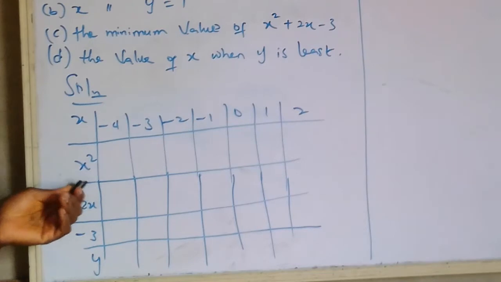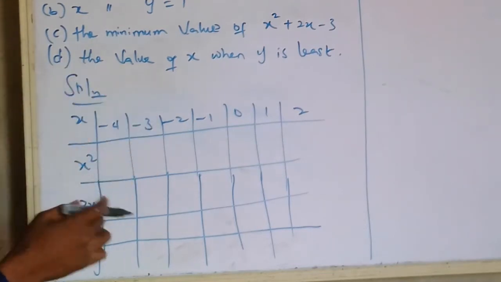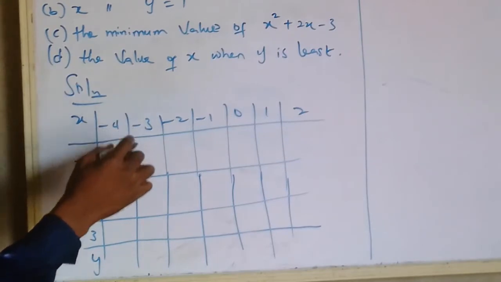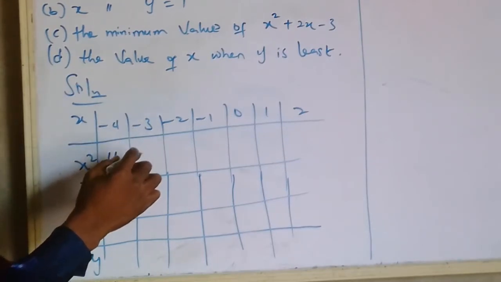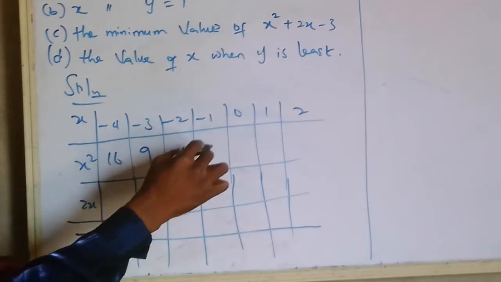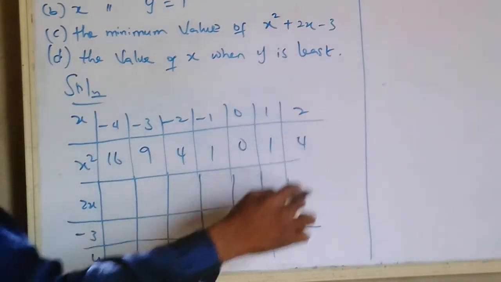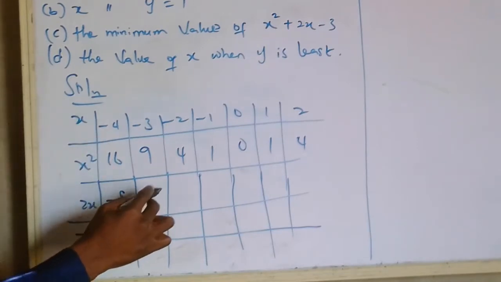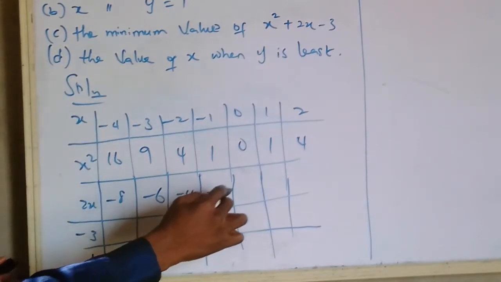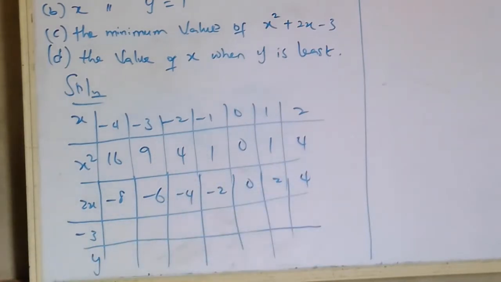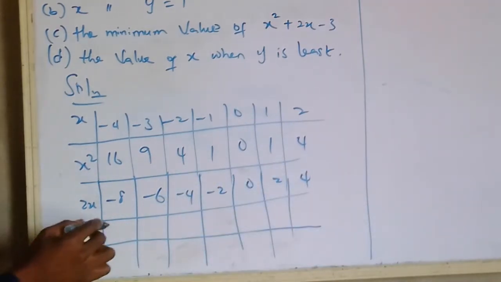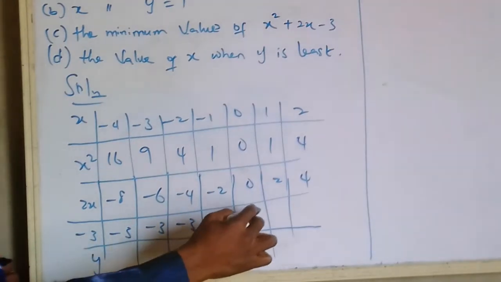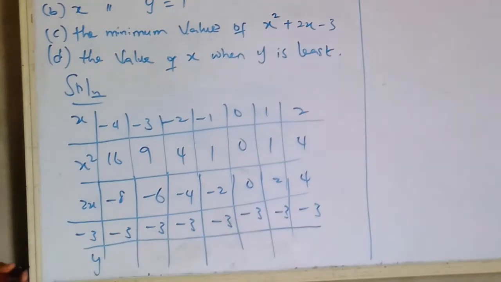When we say x squared, it means we should raise this to the power 2. So that's minus 4 all squared, which gives us 16. Minus 3 all squared is 9. This is 4. This is 1. This is 0. This is 1. This is 4. Now, 2x means 2 times x. That's minus 8, minus 6, minus 4, minus 2, 0, 2, 4. Minus 3 in this case is a constant, so just write it down in every box because it's a constant.